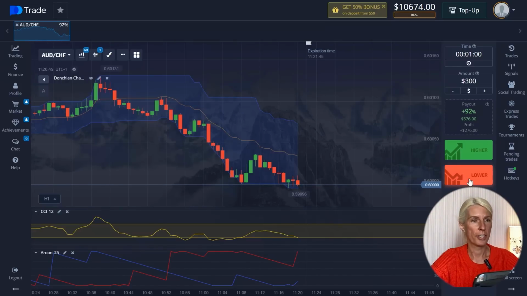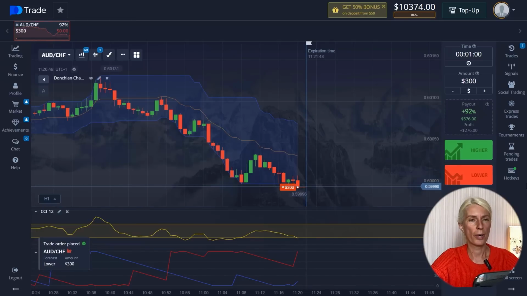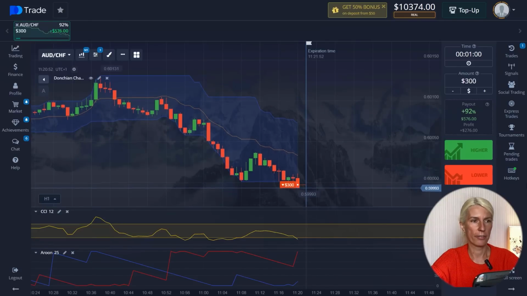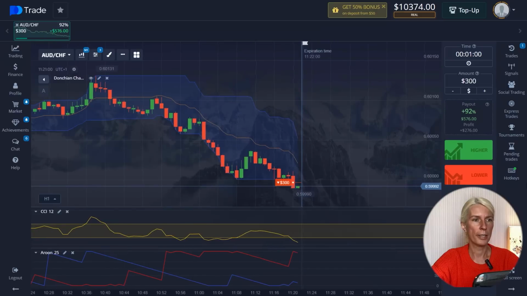And I see that the downtrend has started, and I opened a down trade for 1 minute with $300. Here all our indicators gave the same signals. The CCI line was going down, the red Aroon line was approaching the level of 100, and the blue one was no higher than 30.